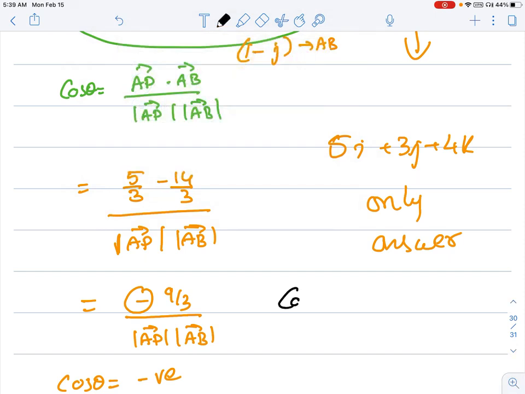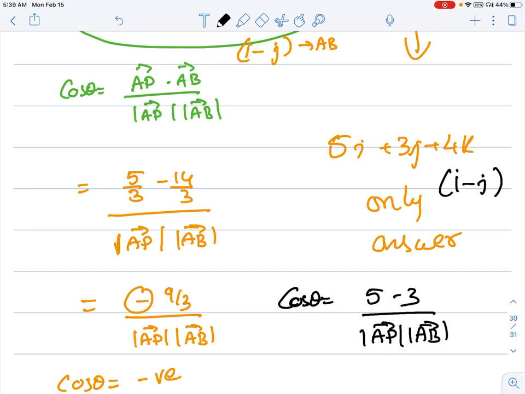Cos theta is equal to AP dot AB. AB is i minus j. So it becomes 5 minus 3 by modulus of AP and modulus of AB. So it is a positive answer. So it is possible. So that completes the paper. See you in the next paper.